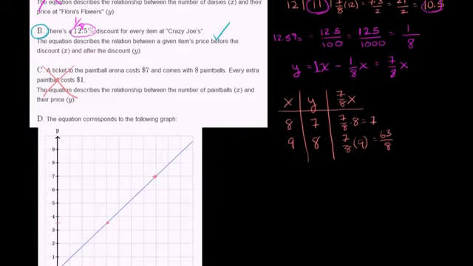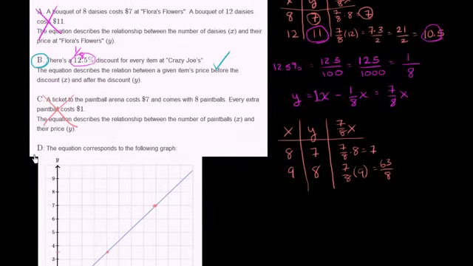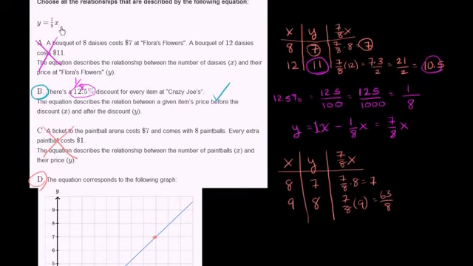So this relationship D, the relationship described by the graph, does coincide with the relationship described by this equation. So I would go with B and D.